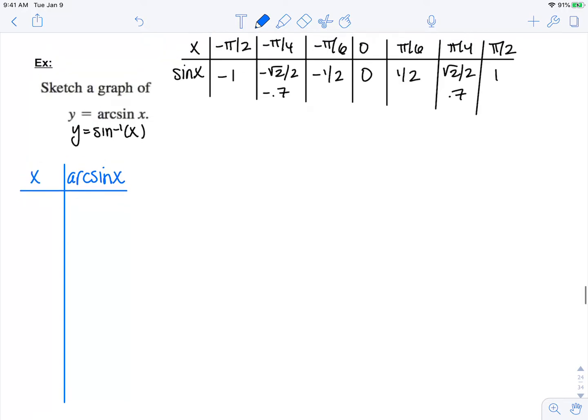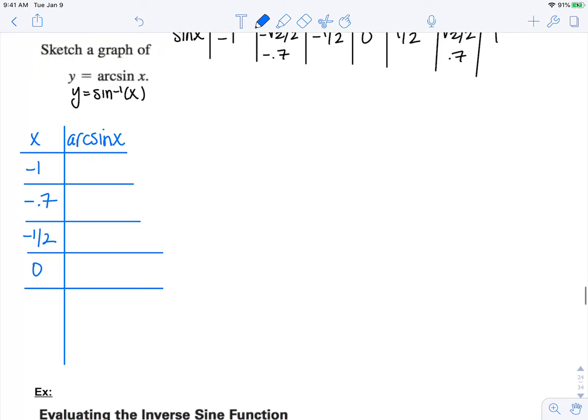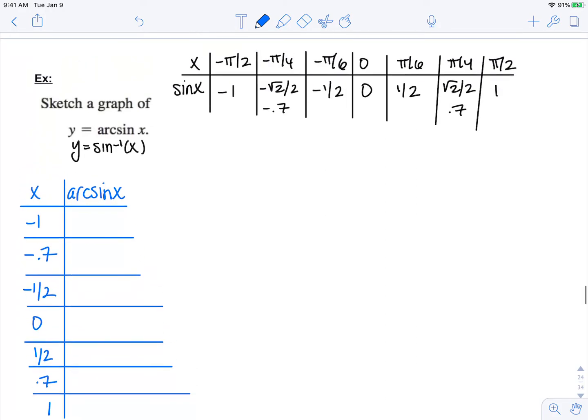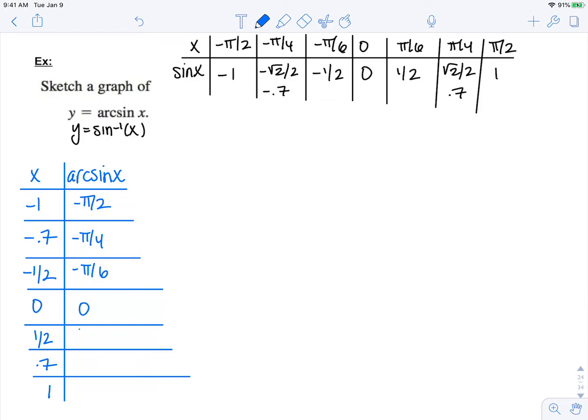So remember, now my inputs are the y values of sine. Negative 1, negative 0.7, negative 1/2, 0, 1/2, 0.7, and 1. And my outputs are going to be my angles. Negative pi over 2, negative pi over 4, negative pi over 6, 0, pi over 6, pi over 4, and pi over 2.